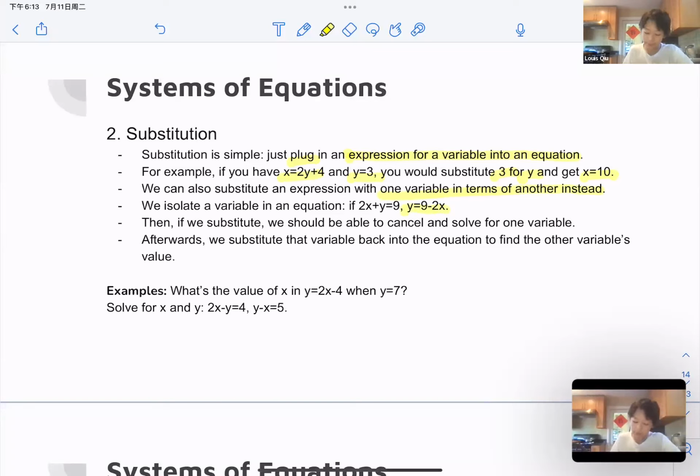So this, and then if we substitute, we should be able to cancel and solve one of the variables. Afterwards, we substitute the variable back into the equation to find the other variable's value. So I have these two examples, and I'll give you guys a minute to solve it.